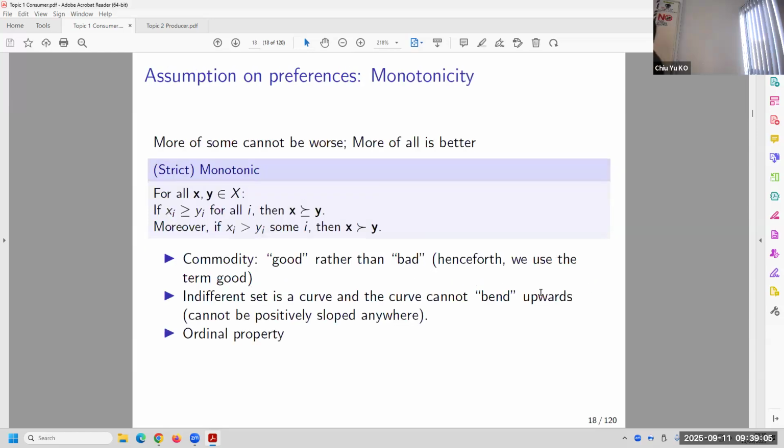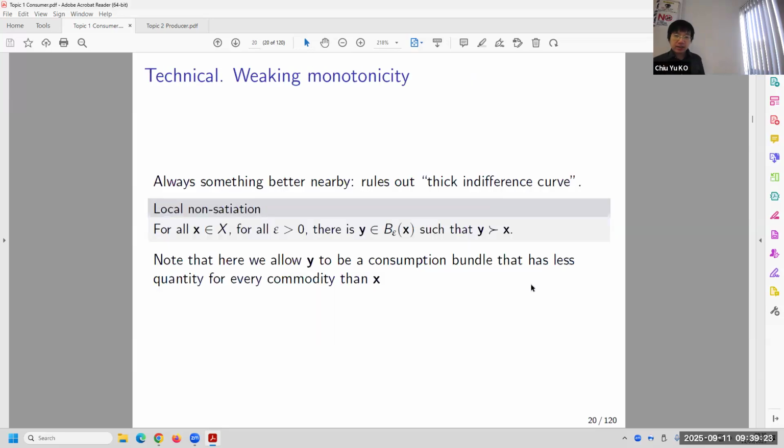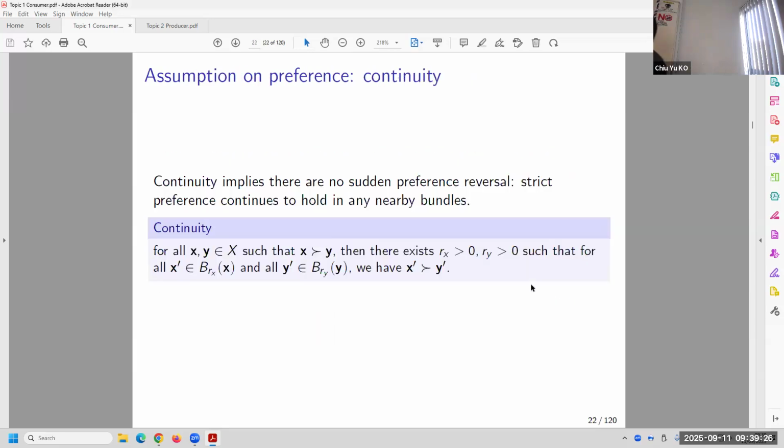So there's some assumptions to derive a utility function. The first assumption is monotonicity, which means that more is better. Okay, there's nothing deep here except what we mentioned: commodity means goods. It's not bad, right? Always more the better. And the other assumption we impose is continuity. Continuity implies that if you change the consumption amount a little bit, okay, your preference should remain the same. So then there's no sudden change.